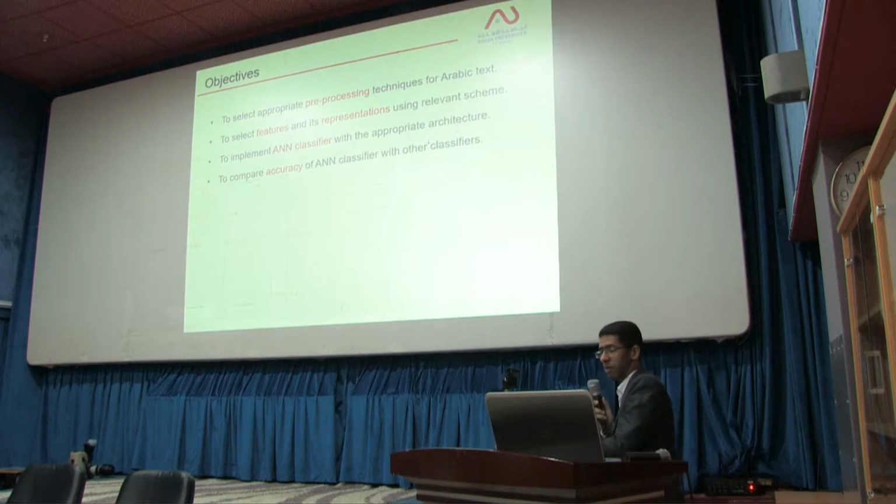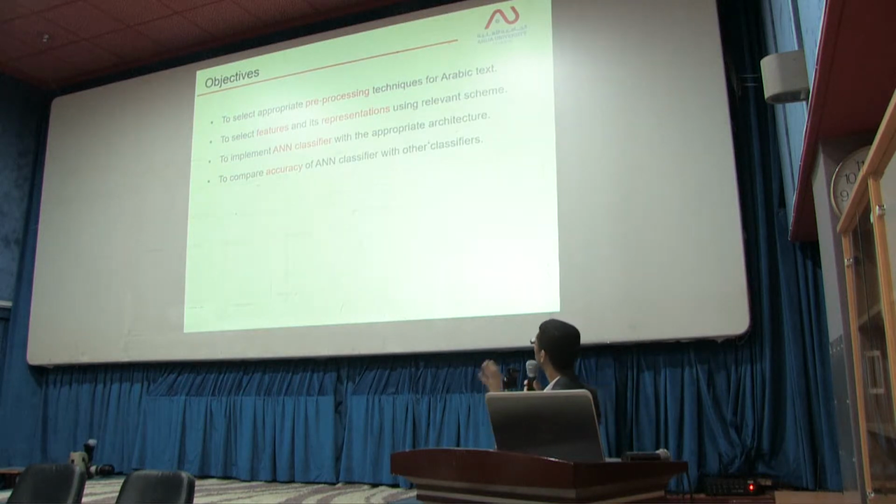My objective for this research is to select the appropriate pre-processing techniques for Arabic text, and to select the features and their representation using a relevant scheme. Another objective is to implement an artificial neural network classifier with the appropriate architecture. And finally, to compare the accuracy of this classifier with other classifiers that are common for Arabic classification and used in much of the literature.